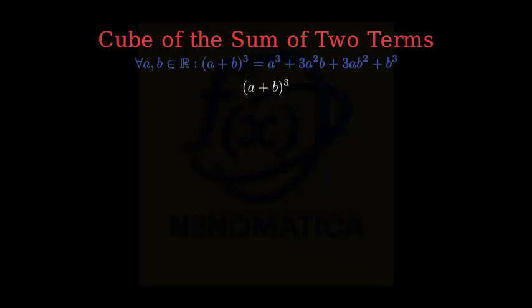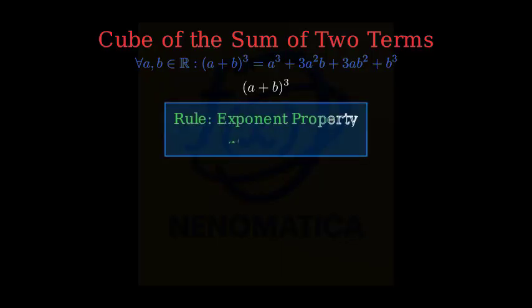Now, let's begin our proof. We'll start with the left side of the equation, the cube of a plus b. First, we'll rewrite this as a plus b squared multiplied by a plus b. To do this, we're using the property that x to the power of m plus n equals x to the power of m times x to the power of n. In our case, we're writing the cube as the square times the first power.